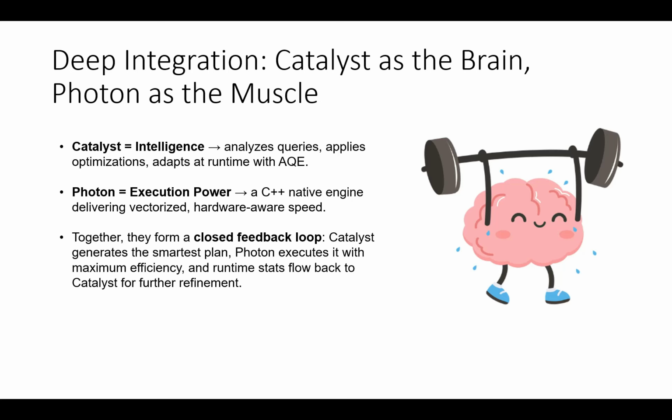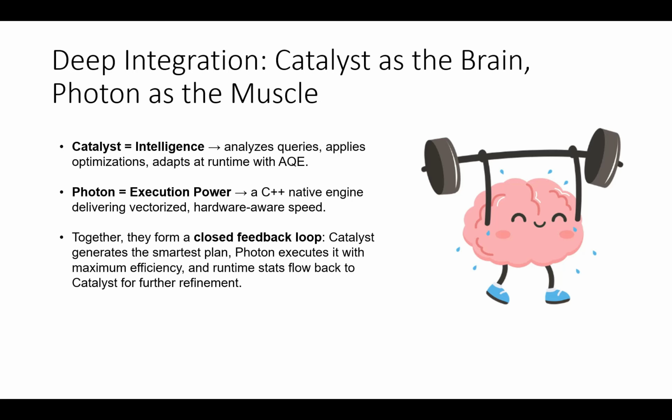So Catalyst is doing optimization in both phases, right? During compile time and during runtime by using AQE, adaptive query execution. And when Catalyst decides that this is a complicated job that requires CPU intensive work, it will give it to Photon, which has the execution power because it does not have the JVM overhead. It is using a C++ native engine, operating on vectorized, hardware aware execution, so it gives you a lot of speed.